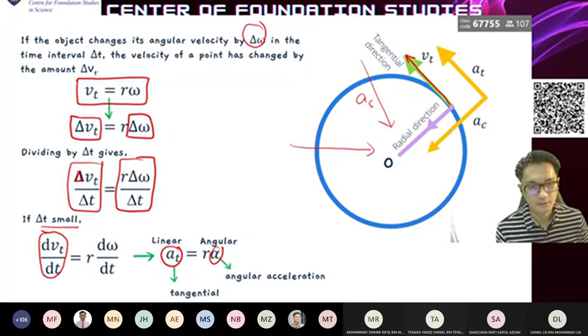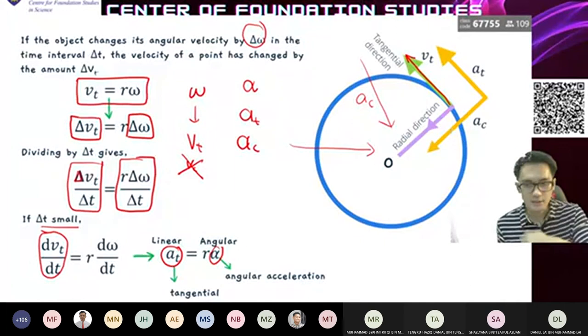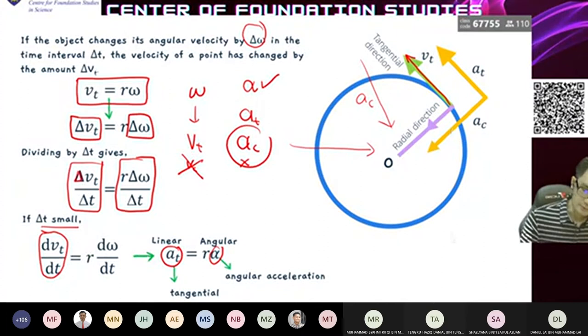So far now, you dah belajar omega, which is angular velocity. And then kita ada tangential velocity. Okay. And then we ada angular acceleration. And then we have tangential acceleration. Okay, this one is linear. And also we have centripetal acceleration. We don't have the centripetal velocity. Ni tak ada. Because of the velocity is always tangential to the circle. Acceleration we have. Then kita akan belajar AC ni lah kemudian. So this one done, this one done, this one done, this one done. Only AC.